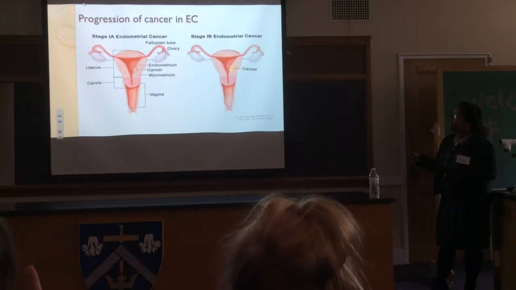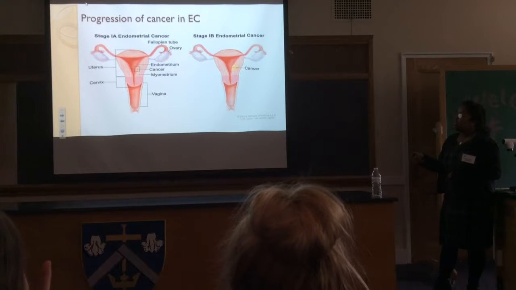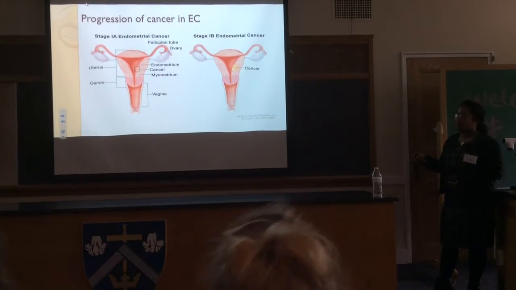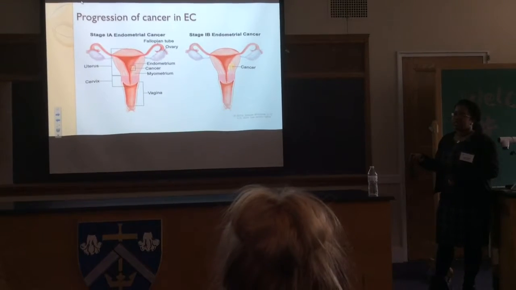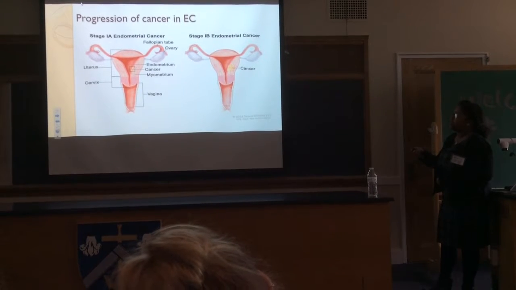So looking at the progression of cancer, specifically in endometrial cancer, as you can see here, cancer cells begin to grow in the endometrium, which is the innermost layer of the uterus. And as it progresses along, it starts to infect other areas like the myometrium, and further along spreading into the fallopian tubes and the ovaries. And in this case, it's actually infected into the myometrium.